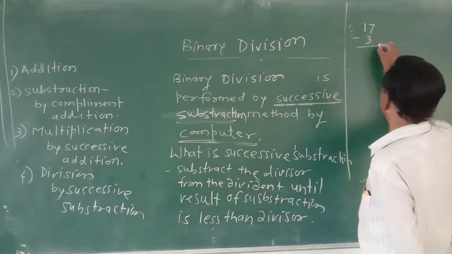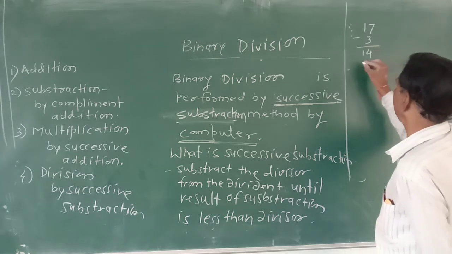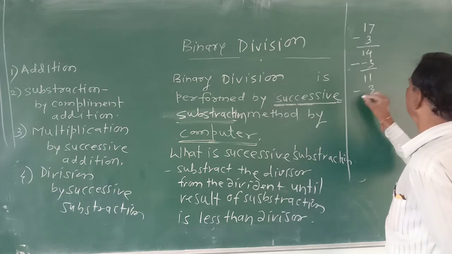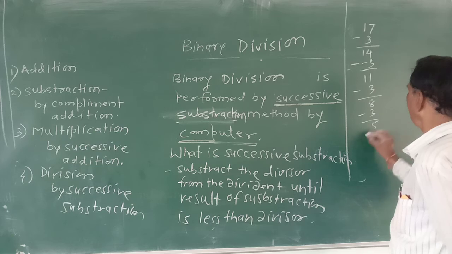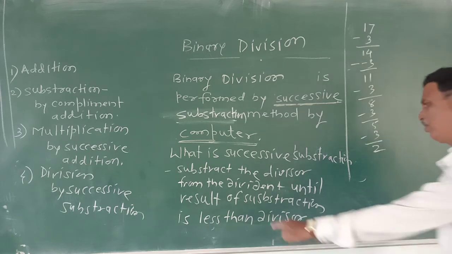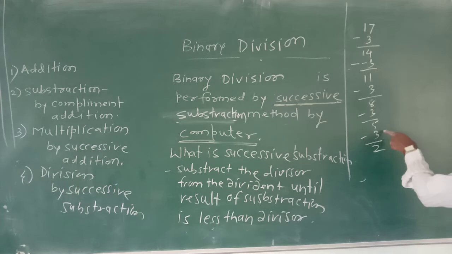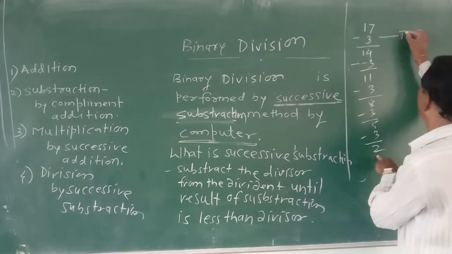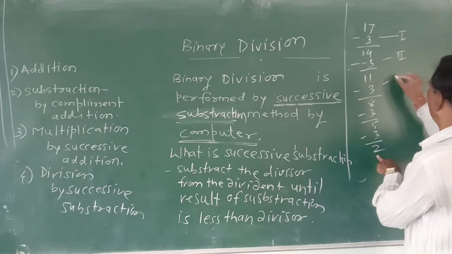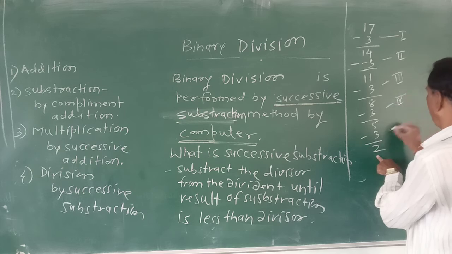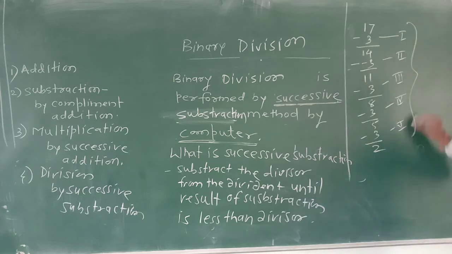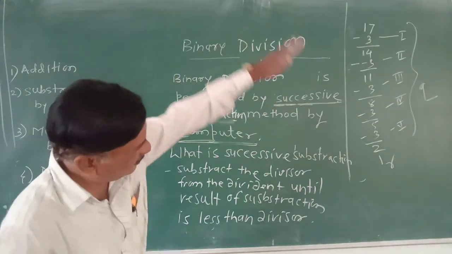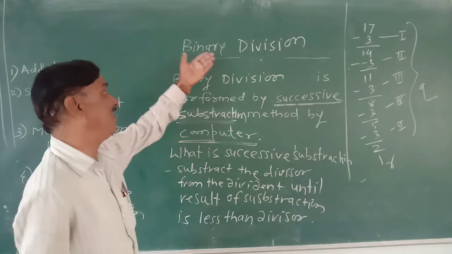17 minus 3, the result is 14. Minus 3, 11. Minus 3, 8. Minus 3, 5. Minus 3, 2. So the result of subtraction is less than the divisor. Divisor is 3. Result of subtraction is 2. How many times? First, second, third, fourth, fifth. 5 times. So 5 is the quotient, remainder is 2. In the same way, we are going to perform binary division.